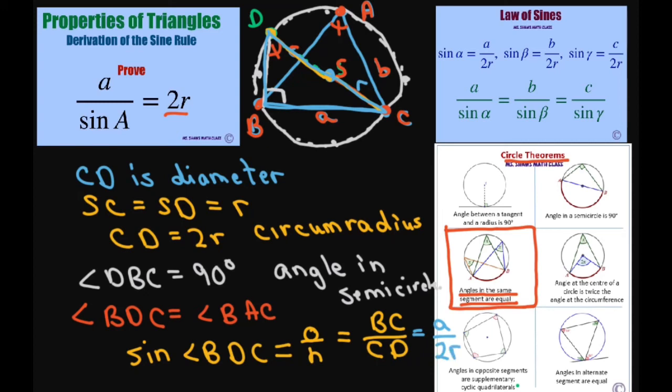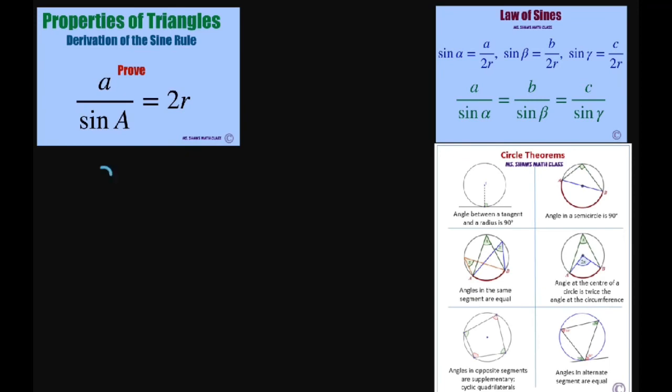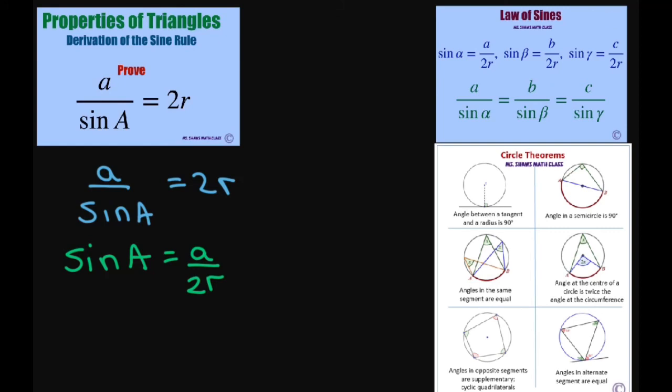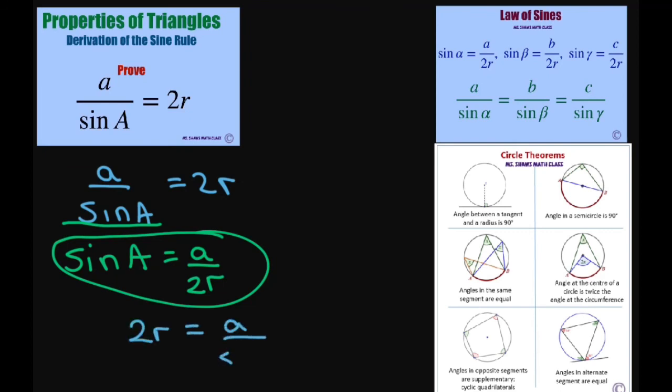Okay. So therefore, since we had A divided by sine of A equals 2R, we just proved that sine of A equals A divided by 2R. Okay, so that's what we have. This is what we proved. So all we have to do now is cross multiply, and we get 2R equals A divided by sine of A. And that's it.